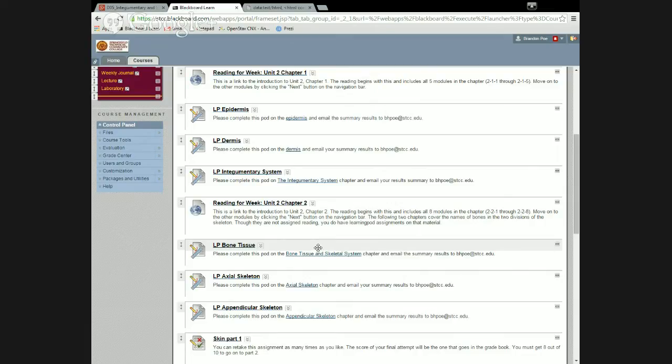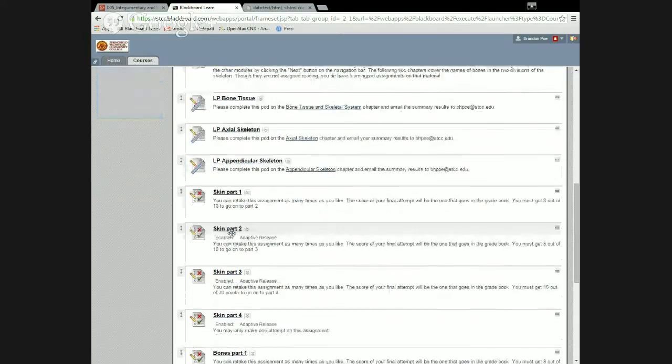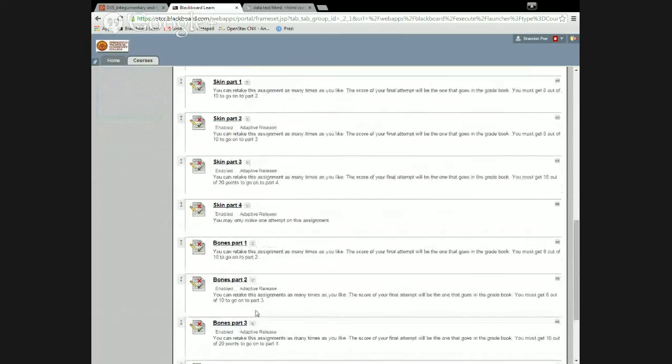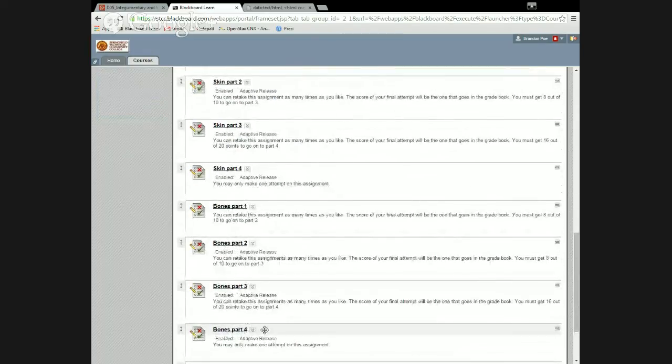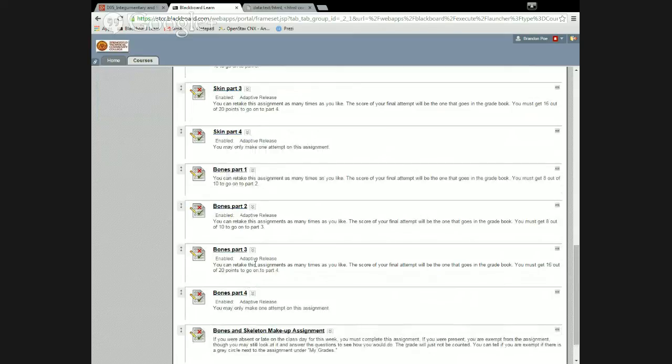And all of those 4 learning pods need to be done by Sunday night. And then there's skin parts 1, 2, 3, and 4 about the integumentary system. And then bones parts 1, 2, 3, and 4 about the bone tissue chapter, so that's chapter 2 in unit 2. There are no other part 1, 2, 3, and 4 assignments about the skeleton having to do with the other chapters. The axial and appendicular skeleton chapters are just for lab material.